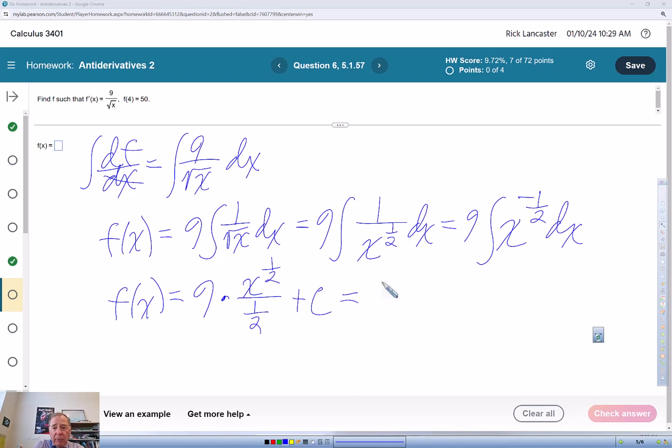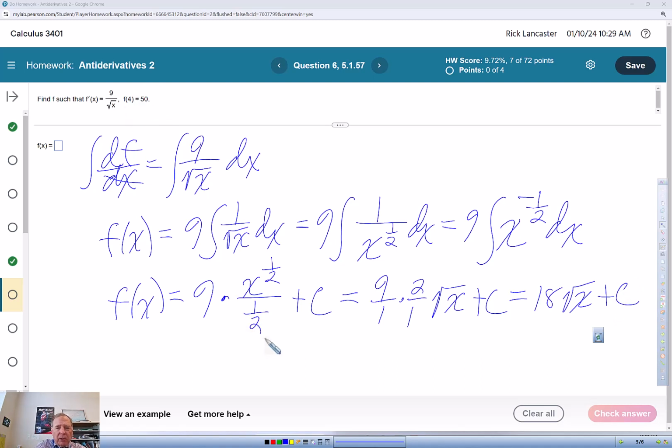Now, I'm really bad with fractions, so I'm going to multiply by the reciprocal of this, but I'm going to change my 9 into a fraction first. So 9 over 1 times 2 over 1. And then another way of saying x to the 1/2 is the square root of x, then plus c. And that will simplify to 18 times the square root of x plus c. So that's my antiderivative, but I have enough information here to evaluate this c.